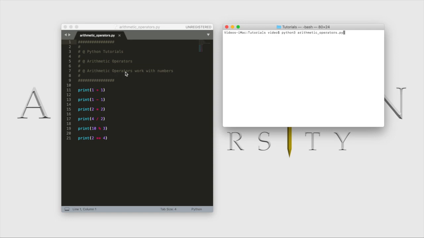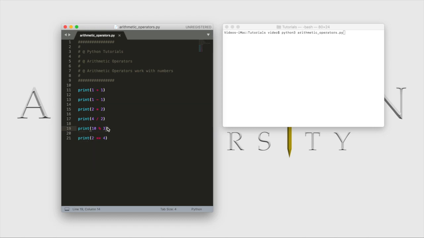So arithmetic operators work with numbers. So here we're going to print off 1 plus 1, 1 minus 1, 2 times 2, 4 divided by 2, and then these two might not be as obvious to you. So these four right here, if you're familiar with basic math, addition, subtraction, multiplication, and division are pretty easy.